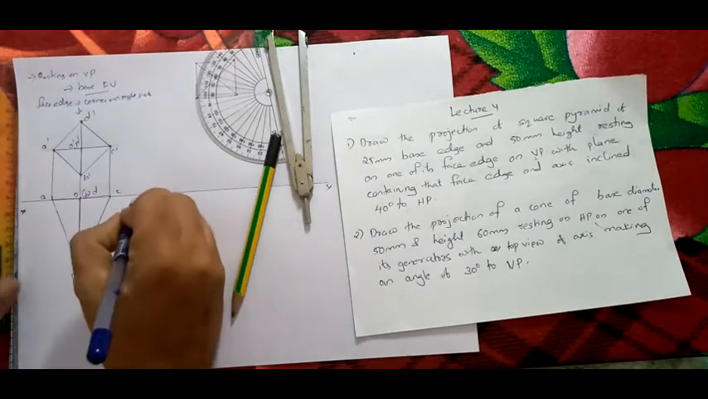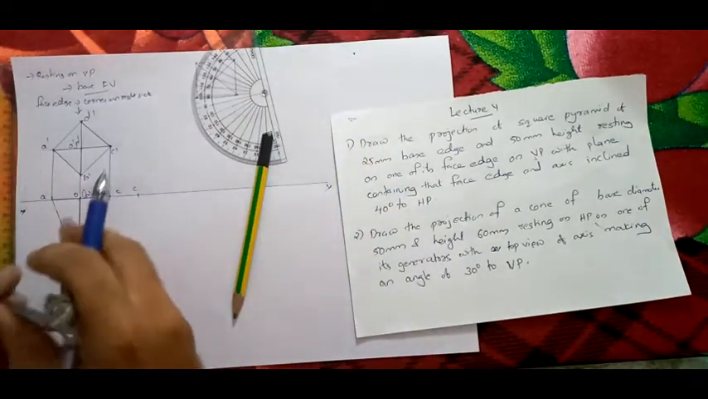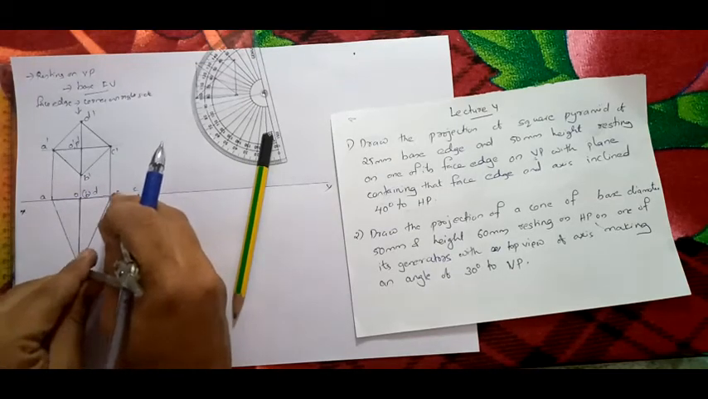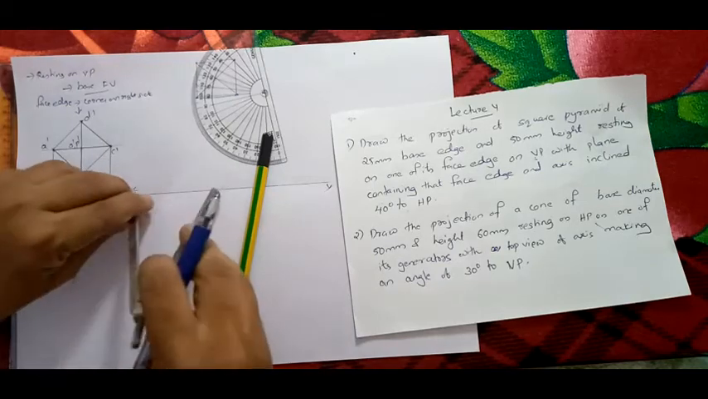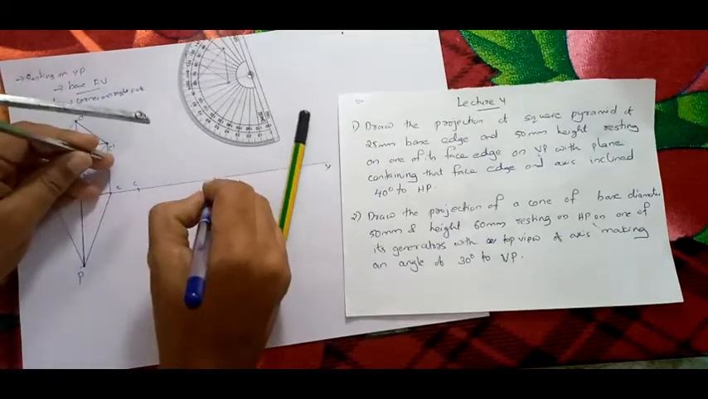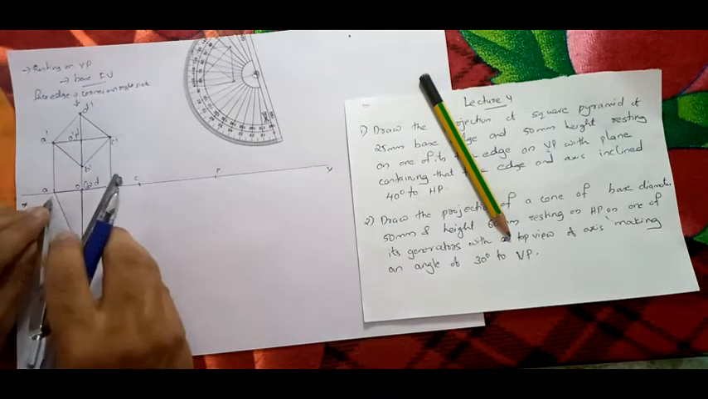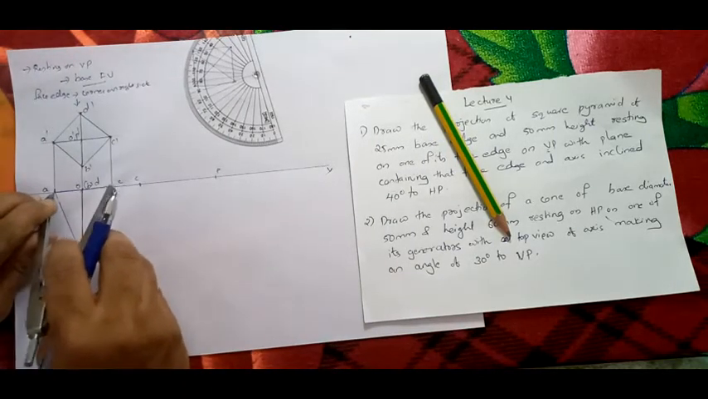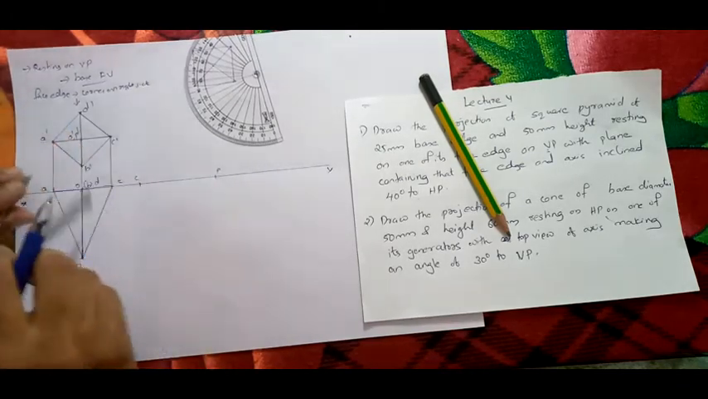So here they have told that the face edge is on VP. So first we will start here. I will mark C here. Then what I am going to do is, CP, cut it here, redraw that figure such that CP is on VP. Now CP is on the XY line. Now redraw that figure. It's easy, right? From here cut it here. Then take this distance.